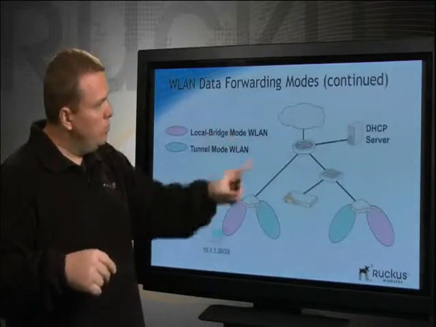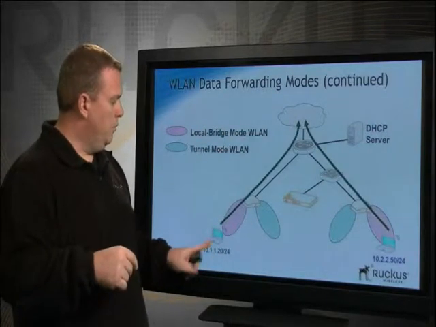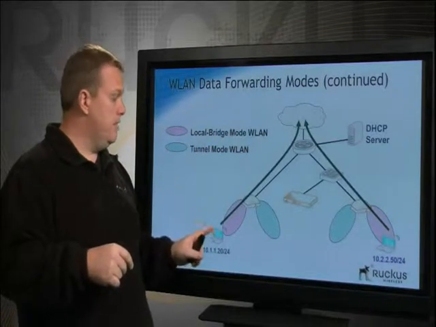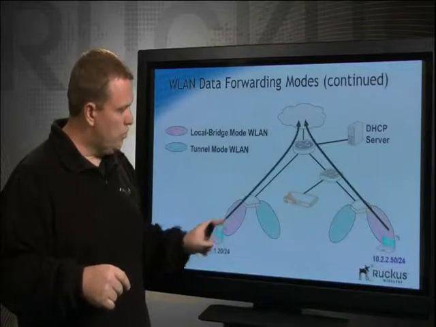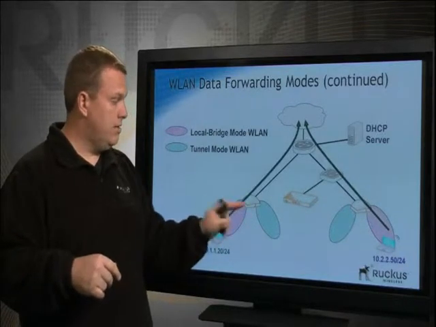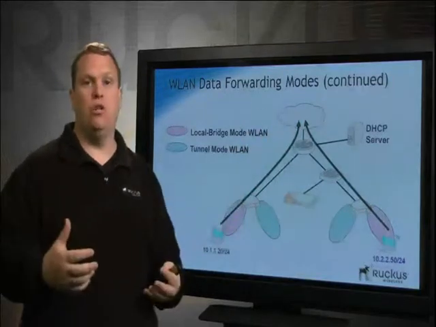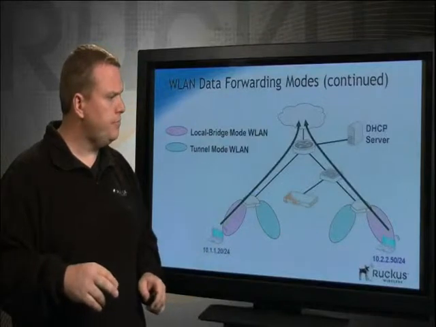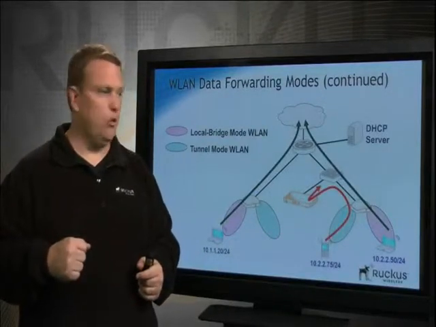Now, looking at this on a bigger scale here, a diagram, we see that this client is connected through the local bridge mode. What this means is every time this client communicates, it goes wirelessly to the access point, and directly out the network, whether it's to the internet or to a local resource. It does not go through the controller itself. However, in some cases, you would want some of the data to go through the controller.